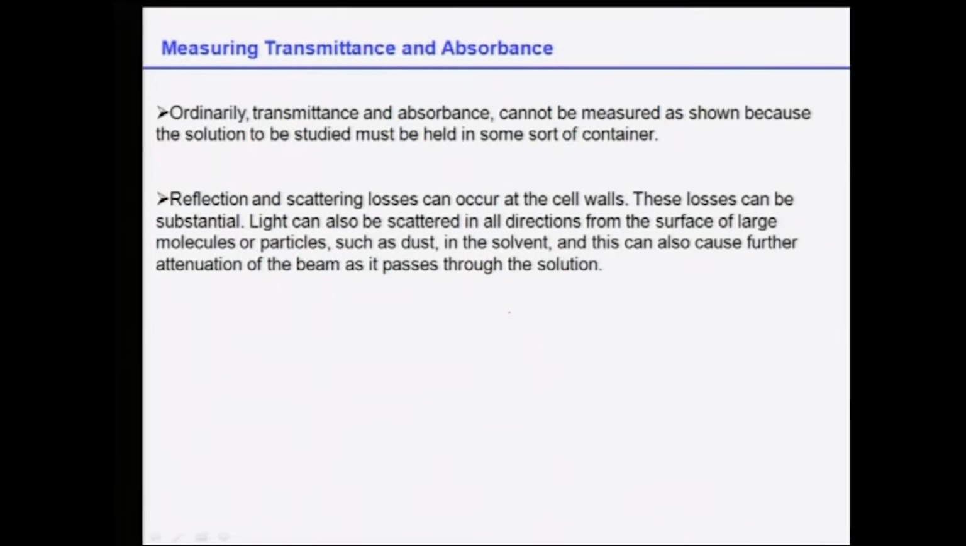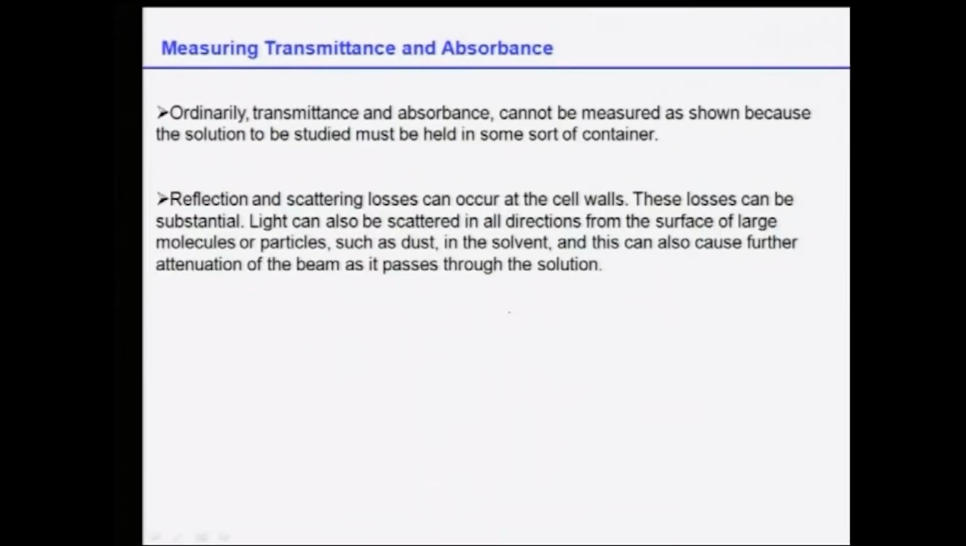Now, ordinary transmittance and absorption cannot be measured the way I just showed you, because the solution to be studied must be held in a container. We cannot simply take the solution and float it in air or in a vacuum and then measure. We need to keep the solution in a certain container, and that brings the problems of the container into the picture, like reflections or scattering losses from the cell walls or container walls, and these losses may be substantial. Then one has to take care of those losses.